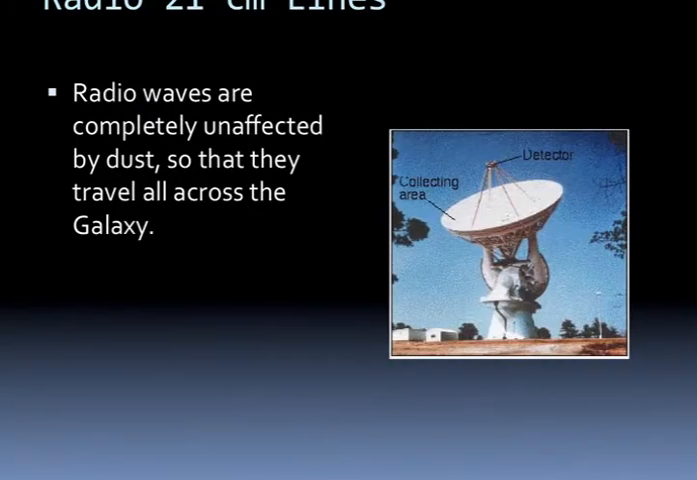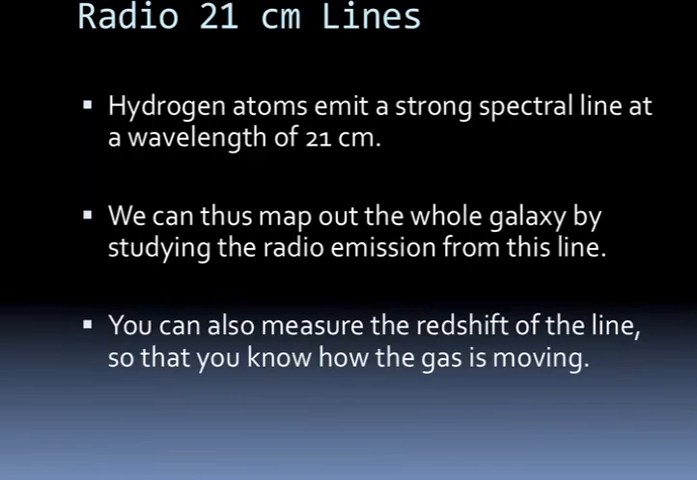And radio waves are completely unaffected by dust, so they travel all across the galaxy. So by studying the 21 centimeter radio lines, we're able to map out our galaxy in much better detail. Hydrogen atoms emit a strong spectral line at the wavelength of 21 centimeters. We can thus map out the whole galaxy by studying the radio emission from this line. You can also measure the redshift of the line so that you know how the gas is moving.